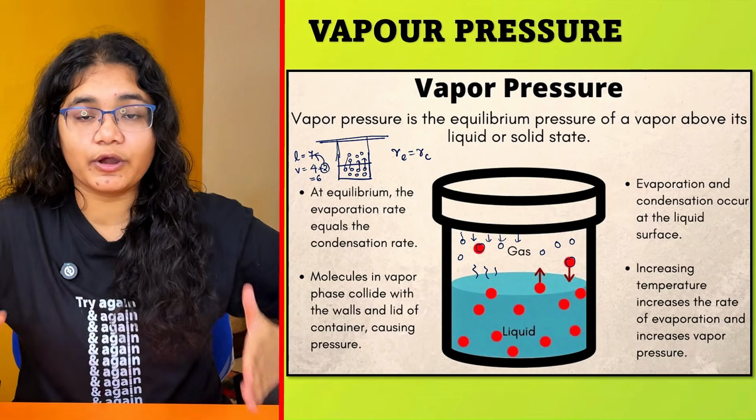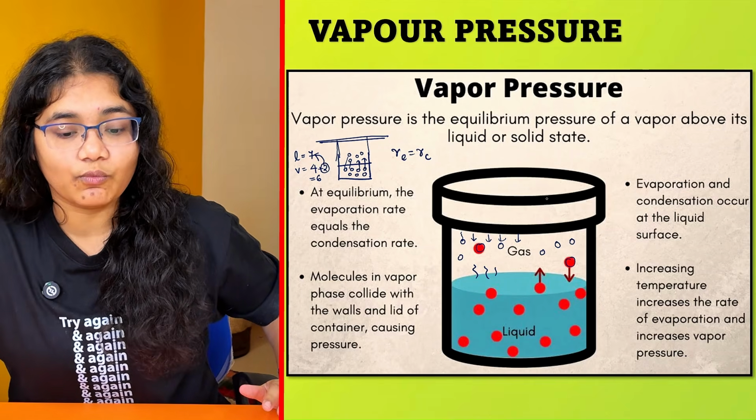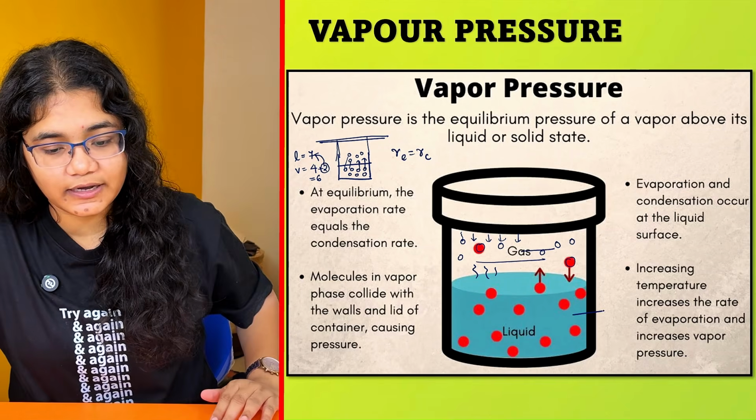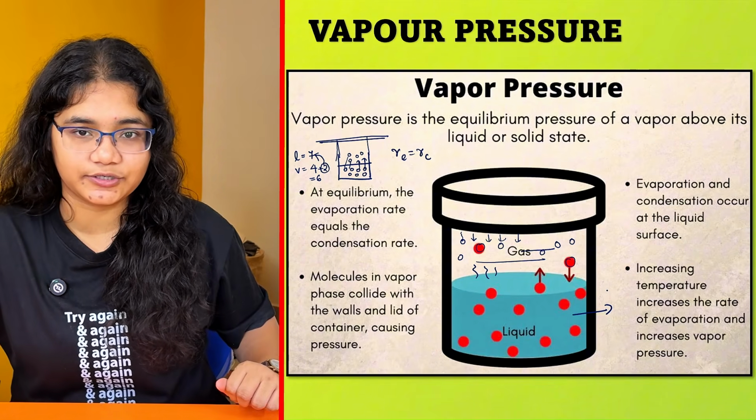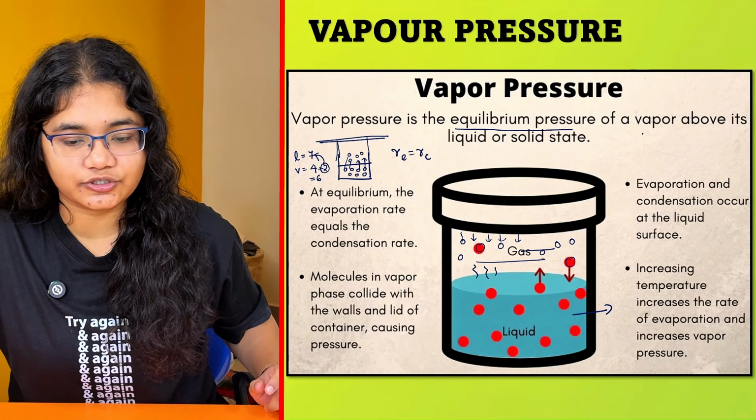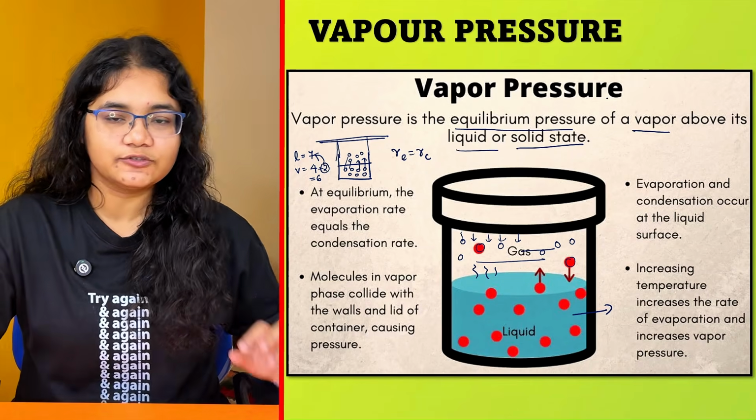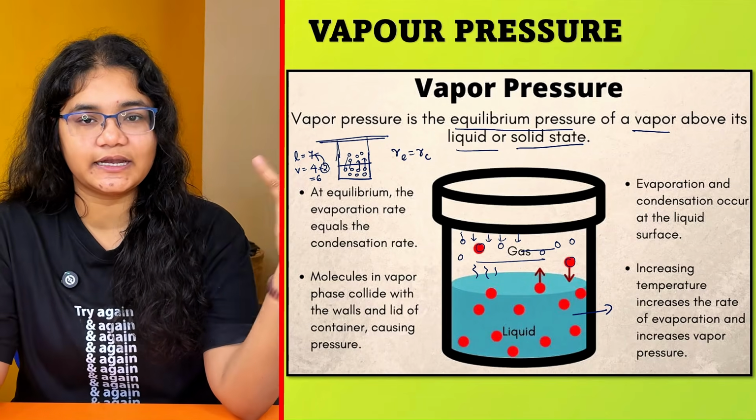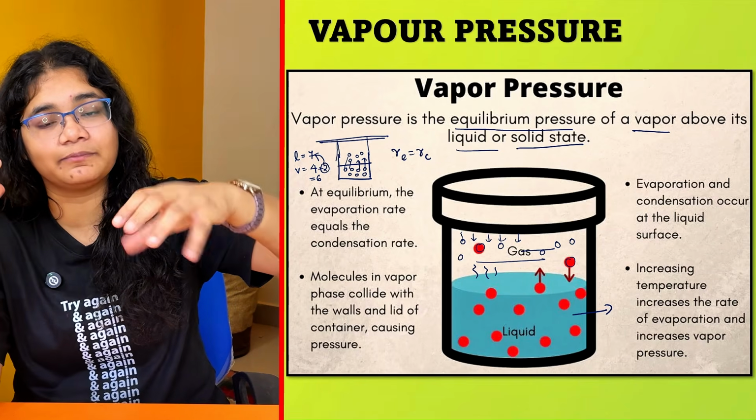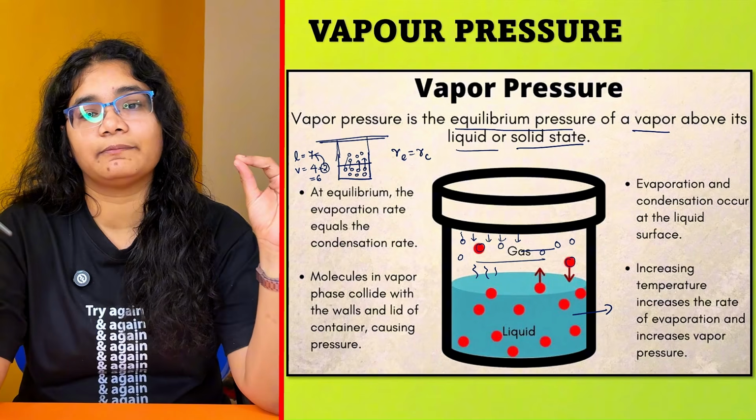So at this point of equilibrium, when the rate of evaporation is equal to the rate of condensation, whatever vapor is present and whatever pressure it is exerting on the liquid surface is called vapor pressure. What is vapor pressure? Vapor pressure is the equilibrium pressure of the vapor above its liquid or solid state. So the vapors are present, the system is at equilibrium, and whatever pressure is exerted by the vapors on the liquid or the solid below it is called your vapor pressure.